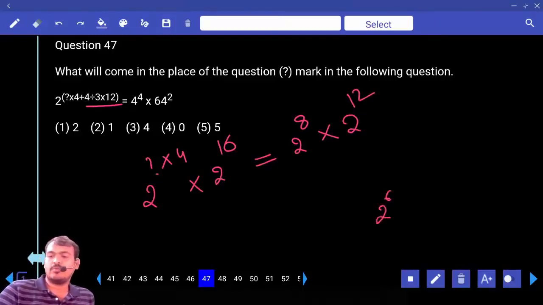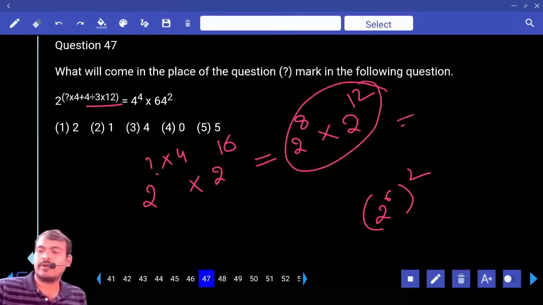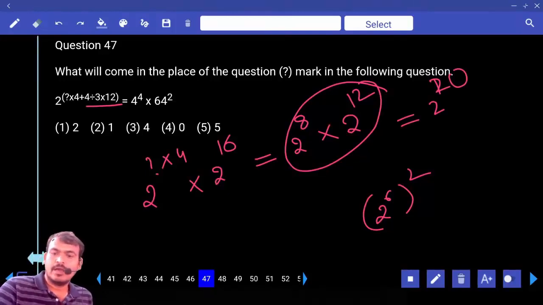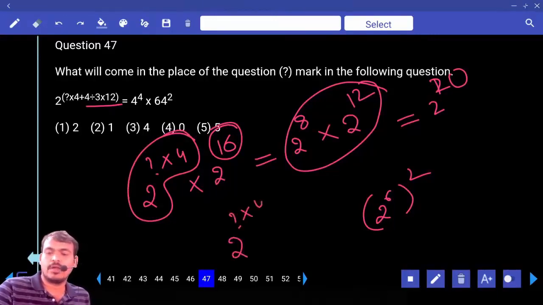64 means written 2 power 6, power 2, which is 2 power 12. What is the right hand side value? 2 power 20, or not? Already here 16, so this must be 4. 2 power something into 4 equals 2 power 4, which means something must be 1.